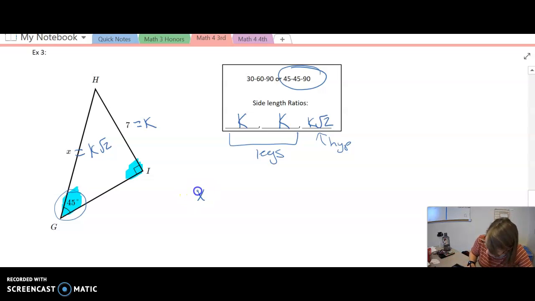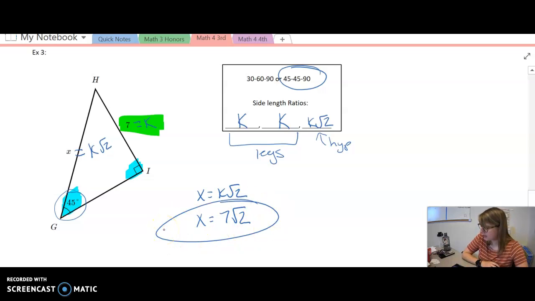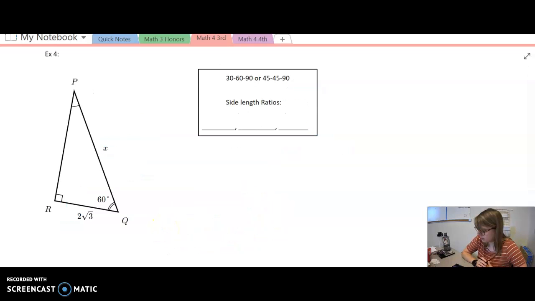So we have x equals k square root of 2, and we know that k equals 7 from this information here. So I'm going to plug in 7, so I have x equals 7 square root of 2, and then that's what x equals. So this is my last example. So again, I want you to determine if it's a 30, 60, 90, or a 45, 45, 90. So pause the video here and figure out which one it is.